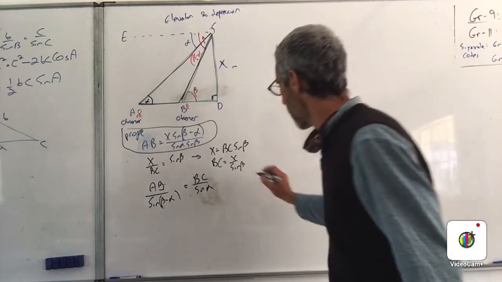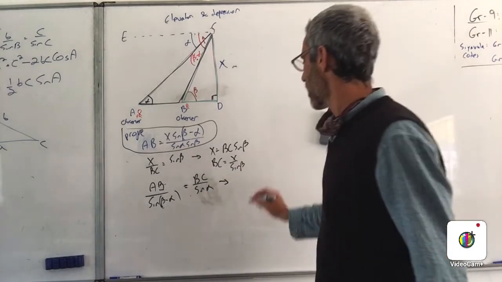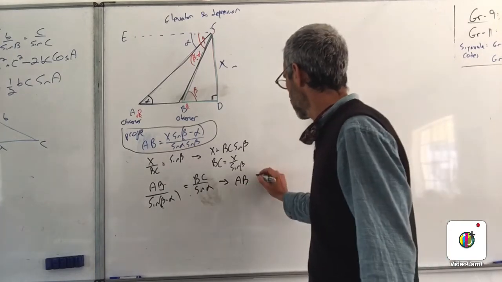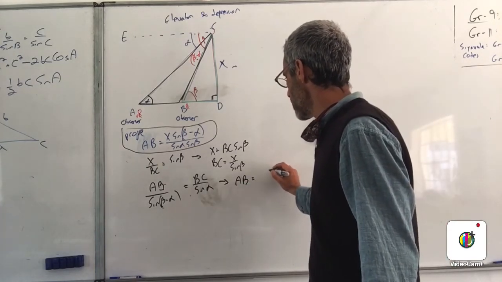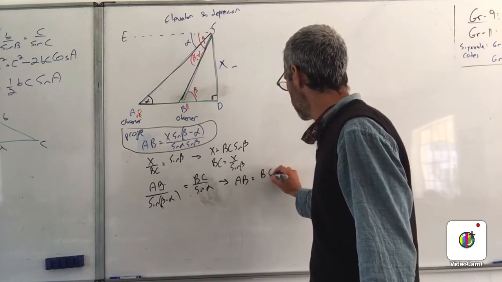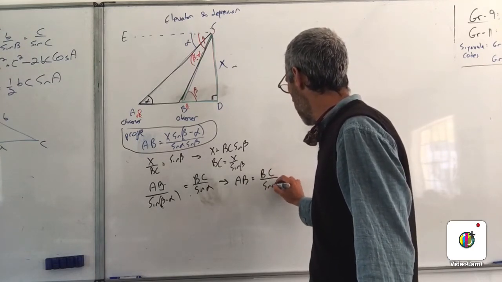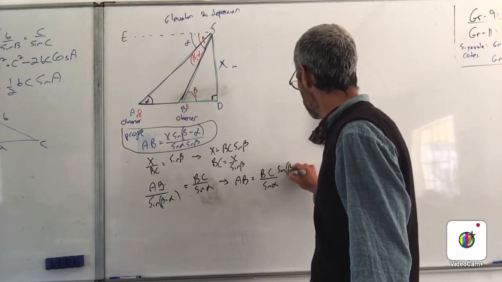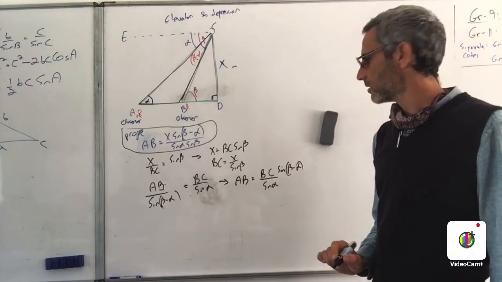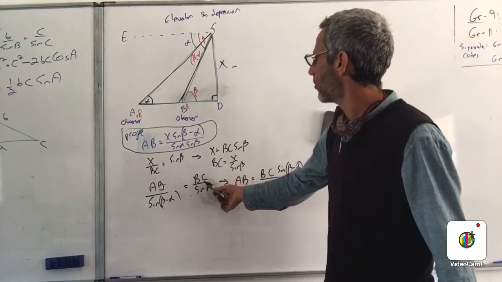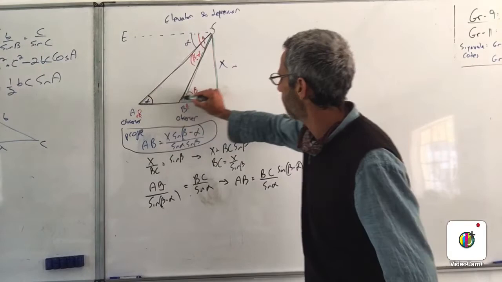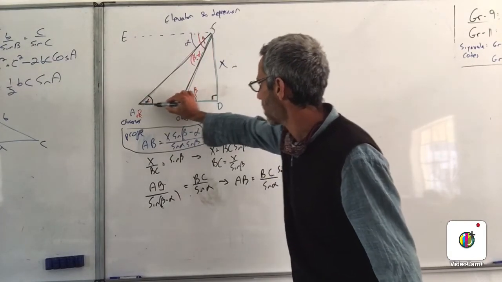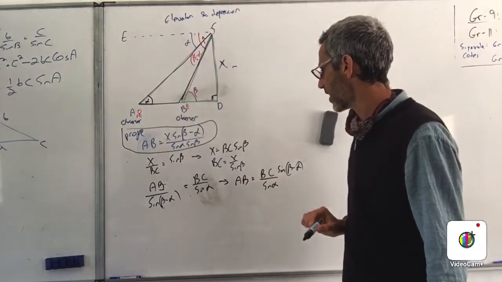Alright, I don't have space, so let's rearrange that. I want to find what AB is. AB equals BC times sine beta minus alpha, over sine alpha. Yes, but you know me, I always like to write BC first, so BC sine beta minus alpha over sine alpha. Where did we get BC from? That's from looking at the sine rule in the black triangle. BC divided by sine alpha is equal to AB divided by sine beta minus alpha.